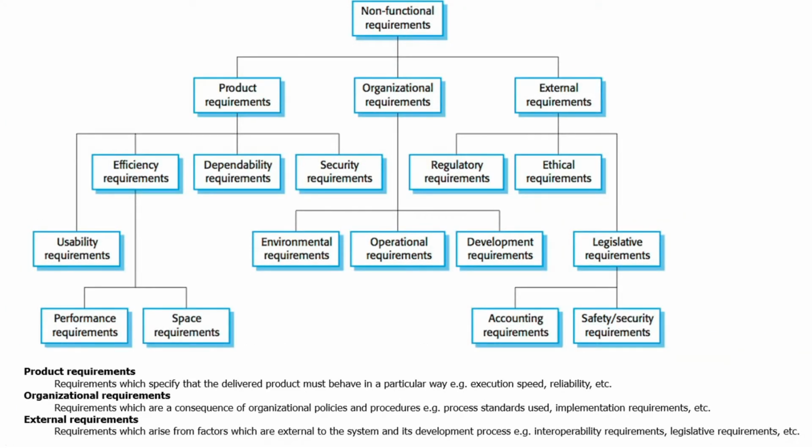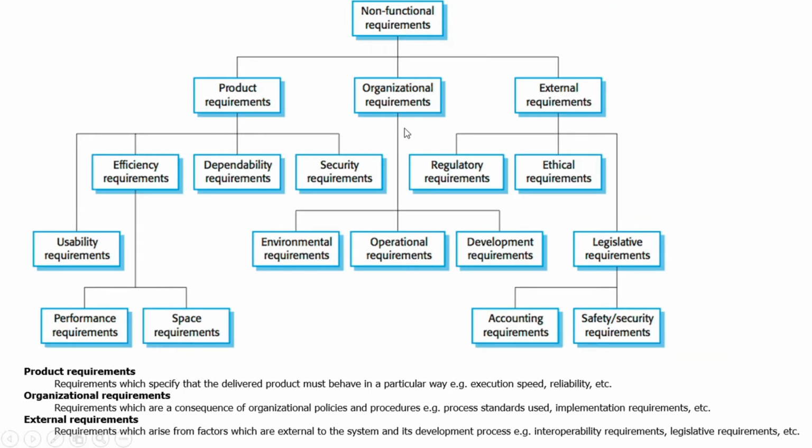There are different categories of non-functional requirements as well. These three categories are product requirement, organizational requirement, and external requirement. Product requirements specify that the delivered product must behave in a particular way. Whatever final output we have, whatever software we have delivered, how exactly it should behave, those requirements come under your product requirement. Examples are your performance requirement, execution speed, and reliability. All of this comes under your product requirement.